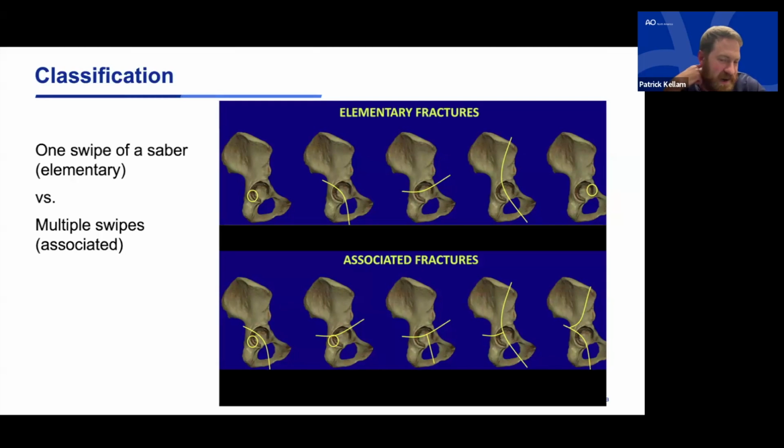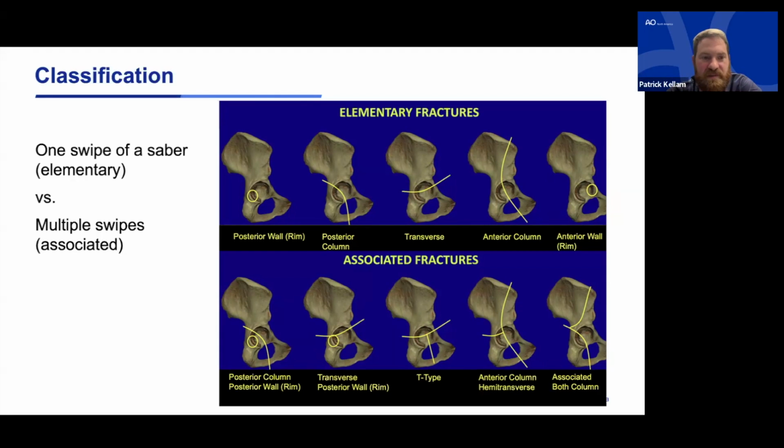Yeah. So it was described to me that Letournel, who is the godfather of acetabular surgery, explained this to people as the 10 different types of acetabular fractures, or general types, that he found. And there are 5 elementary fractures, or simpler fractures. And then there are 5 associated fractures that are more involved. They're more complex. They have more than one part to them. But the elementary fractures were described as one swipe of a saber. It's a fracture that could be made with one swipe of a sword across the acetabulum.